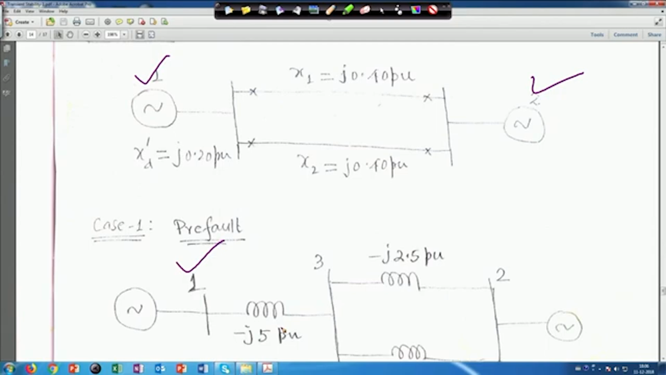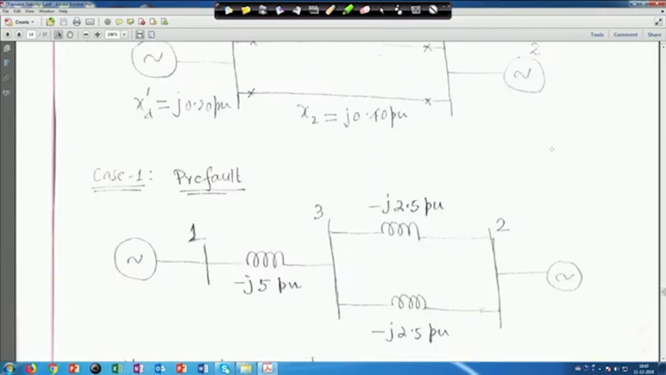Similarly for this one, j 0.40 and j 0.40. So 1 upon j 0.40, so minus j 2.5 per unit. Similarly here also it is minus j 2.5 per unit. And here no X_d dash is given, so this bus is marked as bus 2 and this is marked as bus 3, and this is 1, because X_d dash was given. All these things are in per unit, and these are all admittance values.